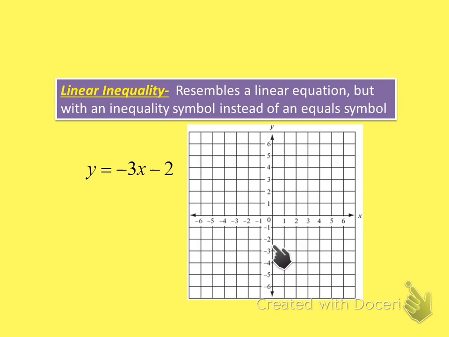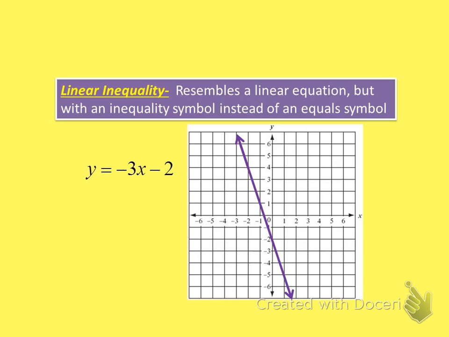You could also move how? Up 3 and left 1. Up 3, left 1. There was either one you could do. And it'll look like that. Okay, so that's how you graph these lines.